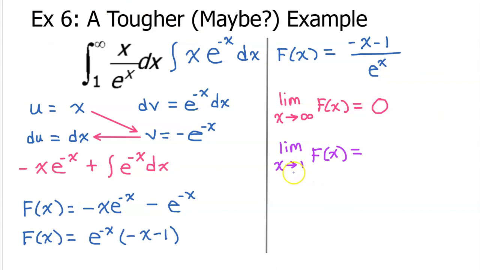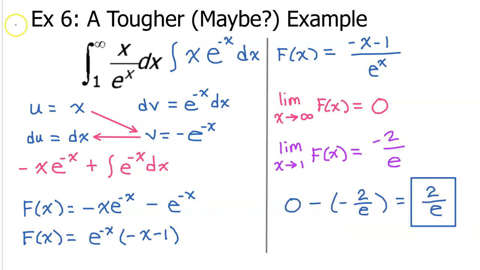We can find the limit as x approaches 1 by direct substitution. Substituting 1 for x, we have negative 1 minus 1 over e to the 1, or just e. That gives us negative 2 over e. The value of the improper integral is the upper limit minus the lower limit, so 0 minus negative 2 over e, which equals 2 over e.